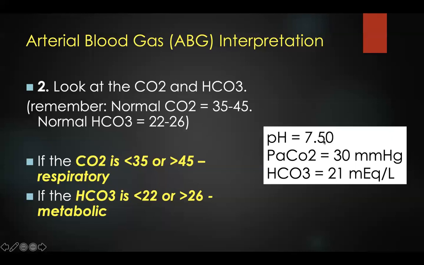How about this one? You have a pH of 7.50, a PaCO2 of 30, and a bicarbonate of 21. So what will you check? First is the pH. The pH is alkaline. You have a PaCO2, which is the acidic substance, and the bicarbonate, which is the basic substance. Let's see the levels. The PaCO2 is 30, so that is less than 35.